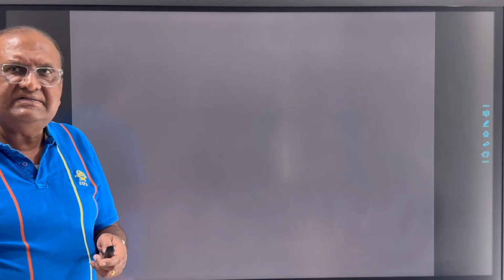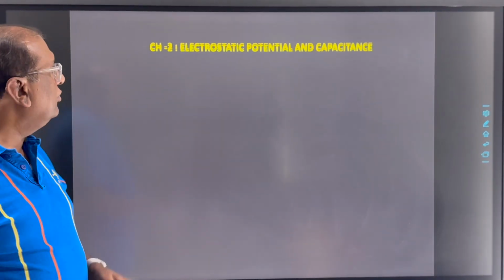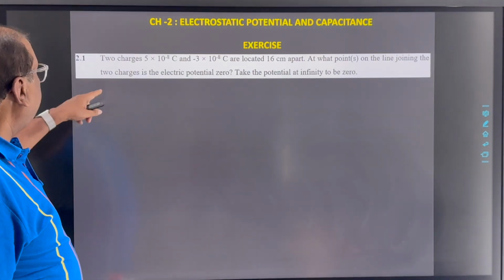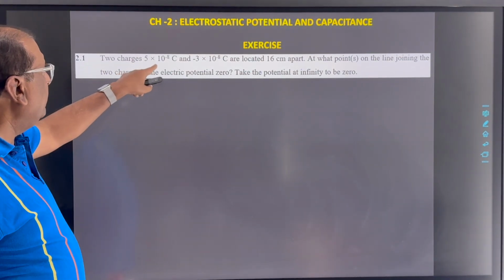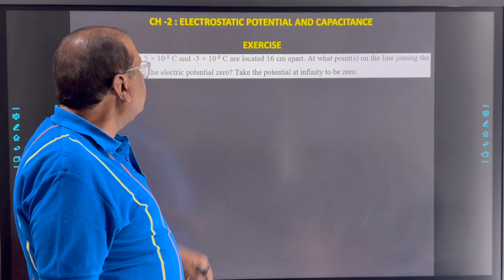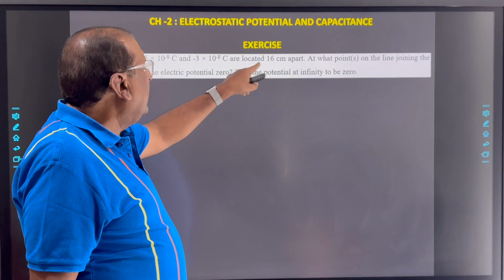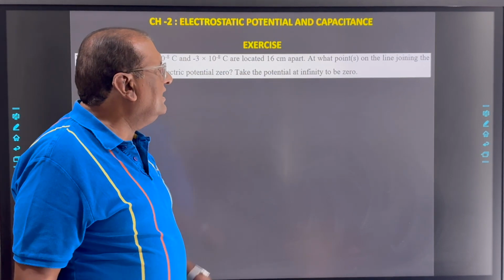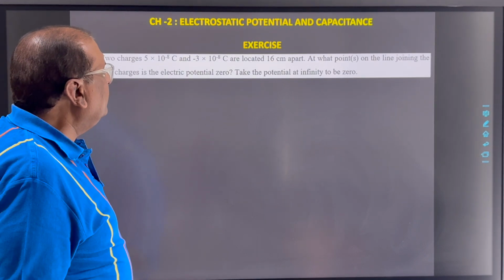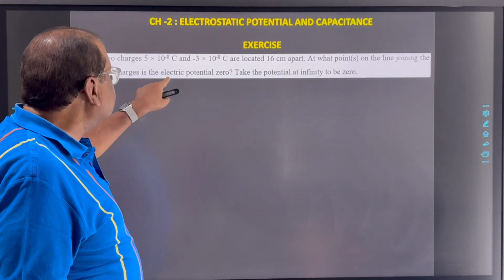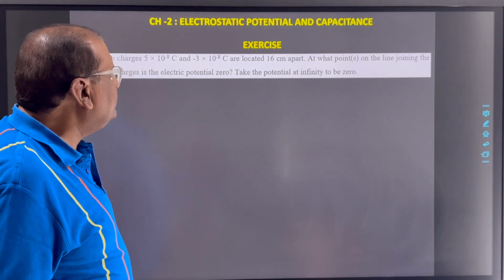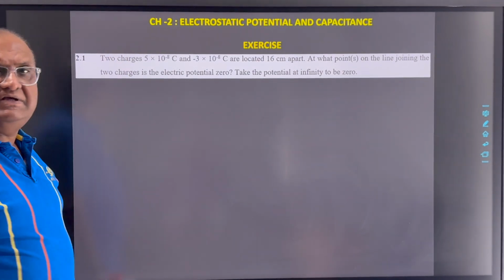Now, dear students, let's start chapter 2, exercise 2.1. Two charges 5 × 10^-8 coulomb and -3 × 10^-8 coulomb are located 16 centimeter apart. At what point on the line joining the two charges is the electric potential 0? Take the position at infinity to be 0.